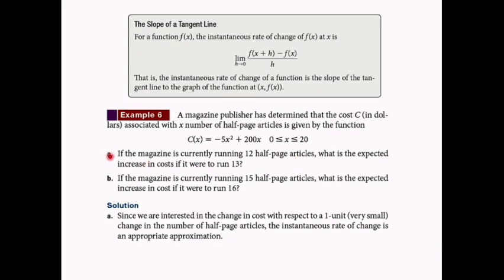So the first part says, if the magazine is currently running 12 half-page articles, what is the expected increase in cost if we were to run 13? And then we have a similar question down here. Part B says, if the magazine is currently running 15 half-page articles, what is the expected increase in cost if we were to run 16 of them?